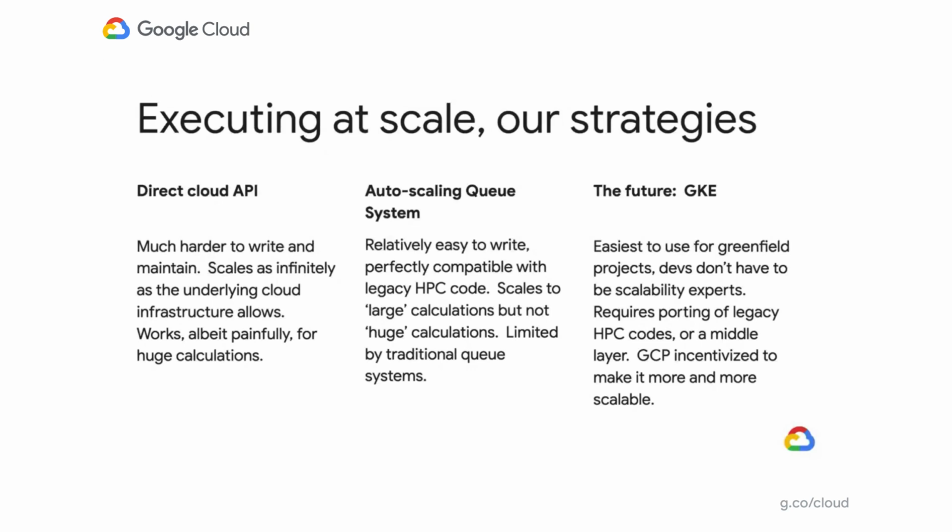We are developing the technologies to not have to use the direct cloud API explicitly, but for a lot of our massive scale, we're still using that. What we're moving to right now is an auto-scaling queue system. I shouldn't say we're moving to, as much stuff as we can handle there, we will.